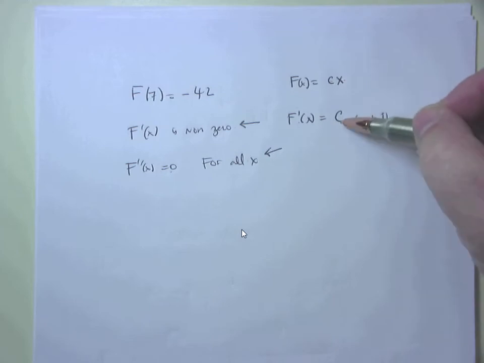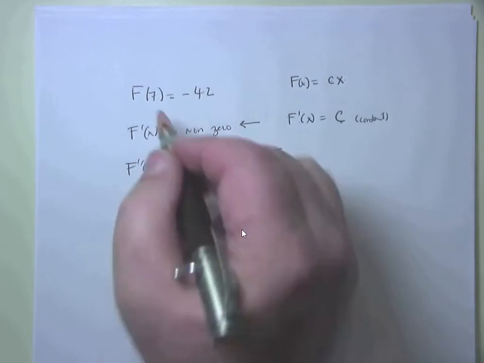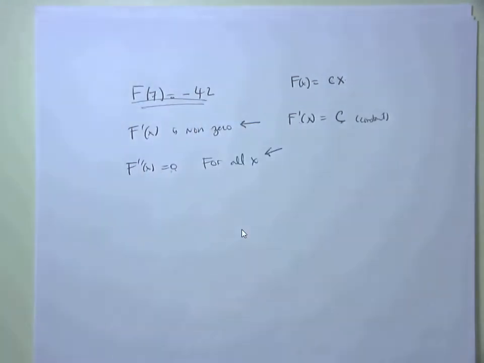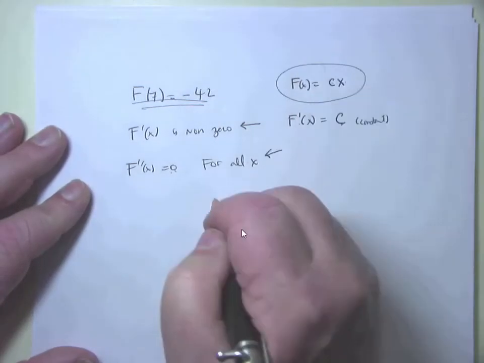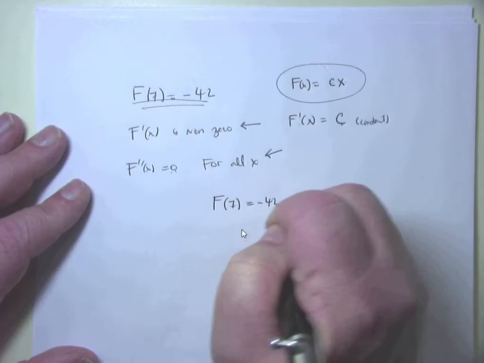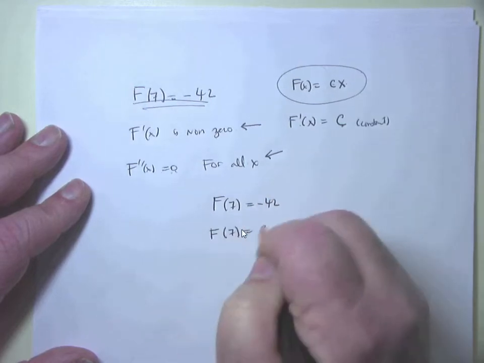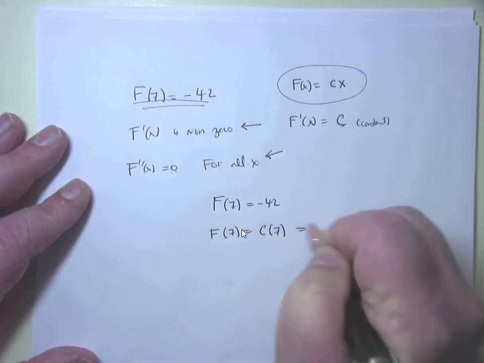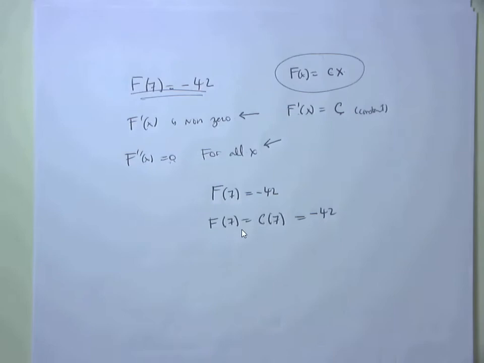And the derivative of a constant is always going to be 0. So it's satisfying all my conditions, except I got to plug in f of 7 equals negative 42. So if I know this is my modeling equation, f of 7 equals negative 42. F of 7 is equal to a constant times 7, but that's equal to negative 42. Remember, this is my function, so I'm plugging it in there.